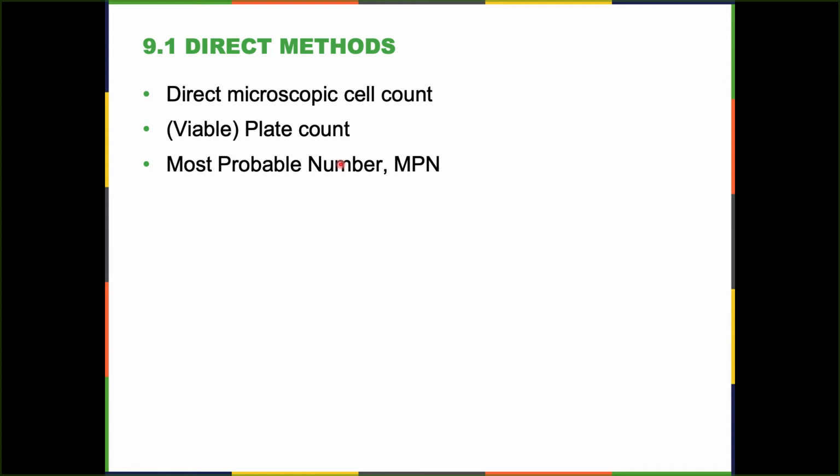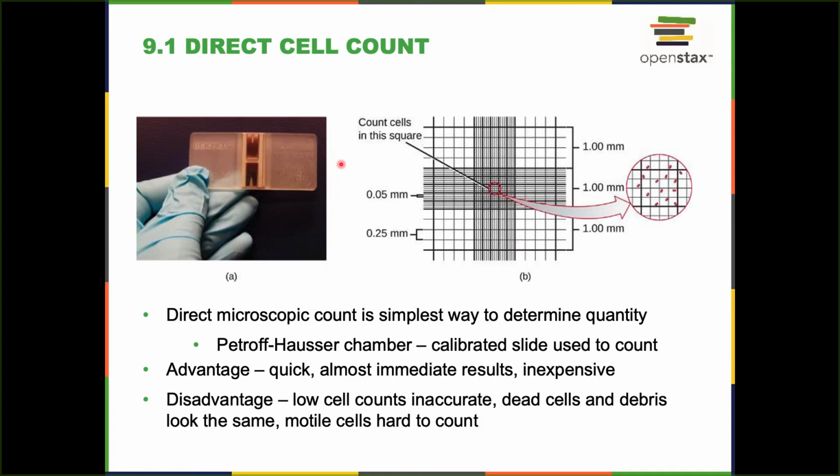Okay. We'll start with the direct microscopic cell count, or sometimes just called a direct cell count. This is probably the simplest way, really. If you were to say, hey, why don't you figure out how much bacteria there is? What's really the simplest way to do this? Well, you're just going to take something, stick it under the microscope, and then count it. All right? And that is pretty much exactly what this is. You're going to take your sample, put it in the microscope, and then you're going to count it.